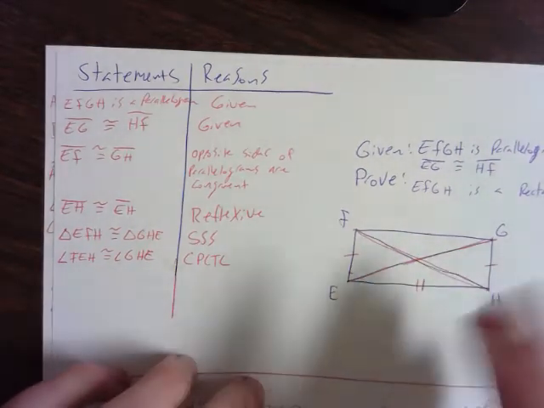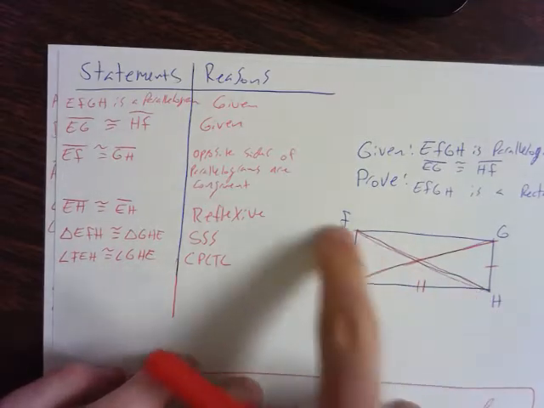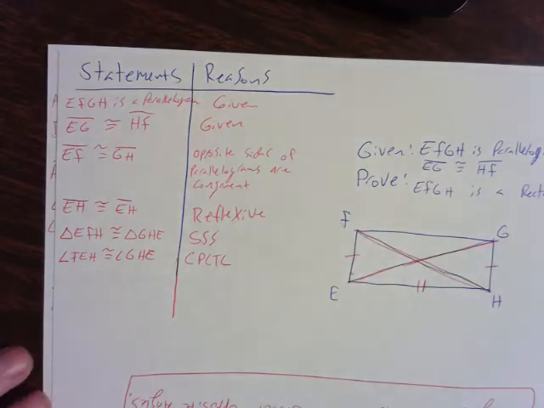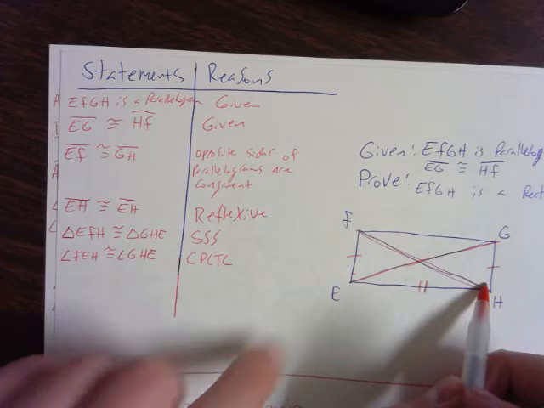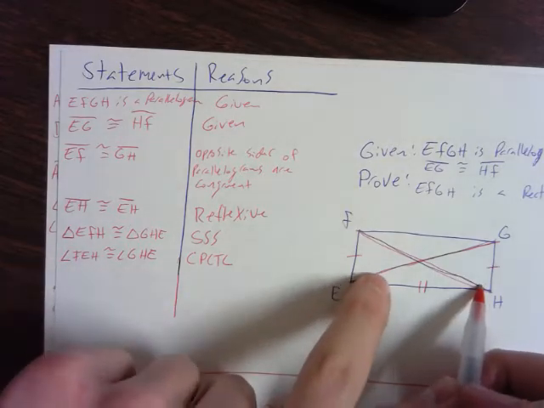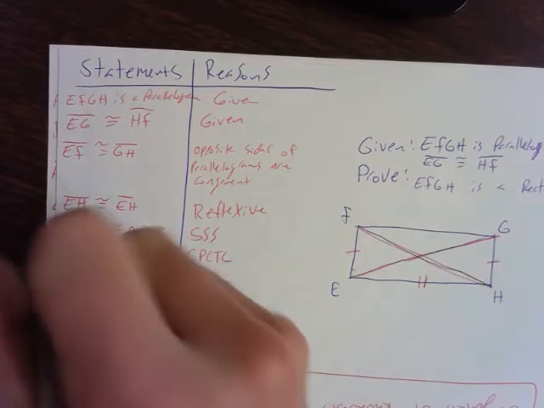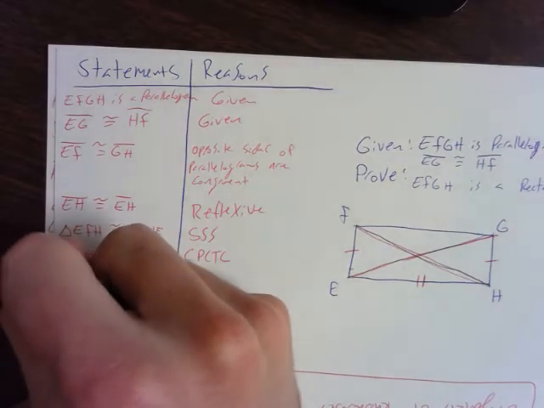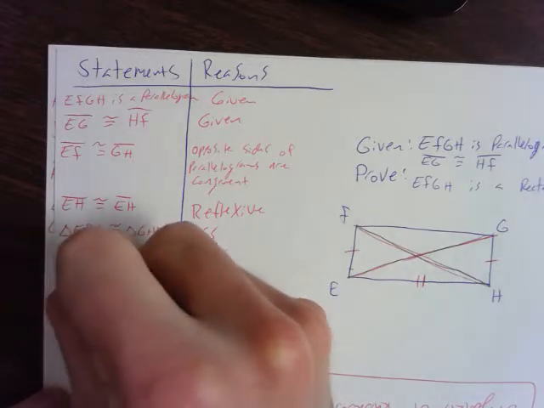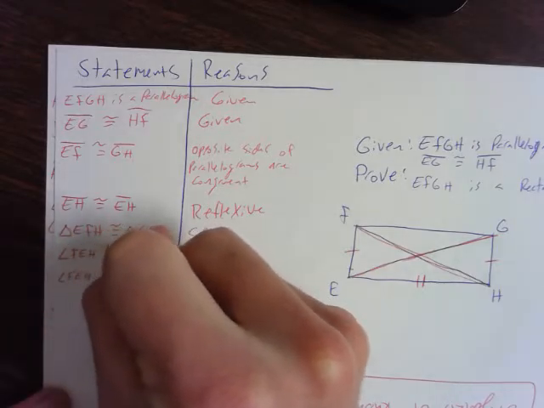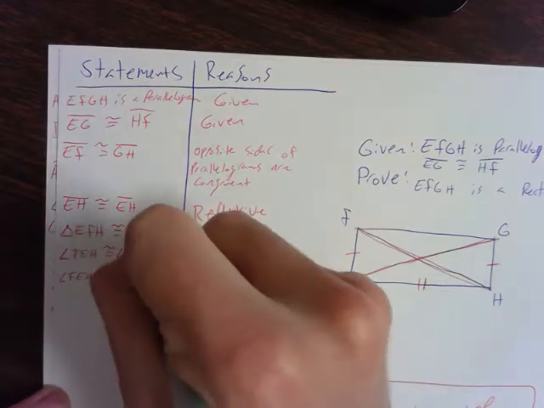I can take this triangle, cut it out, flip it over, put it on top of this triangle, and it'd be exact same. It's a copy. They're congruent. So that means those two same corners are going to be the same angle. Okay. Now, I'm also going to say that angle FEH and angle GHE are supplementary.